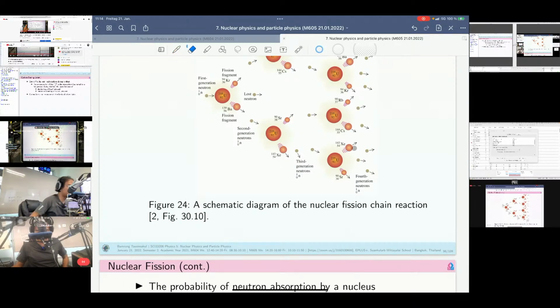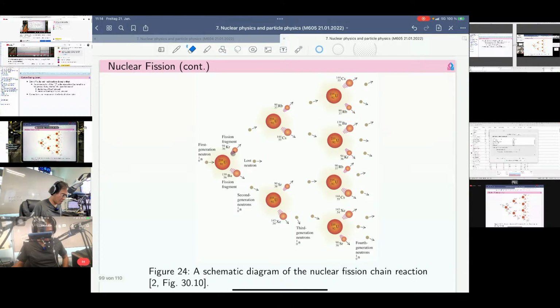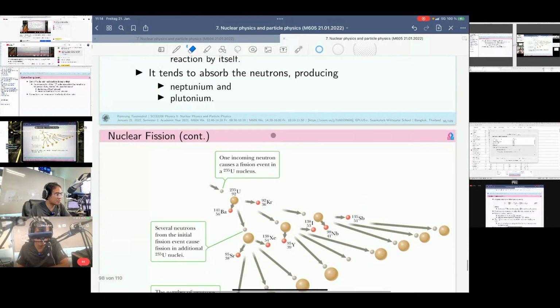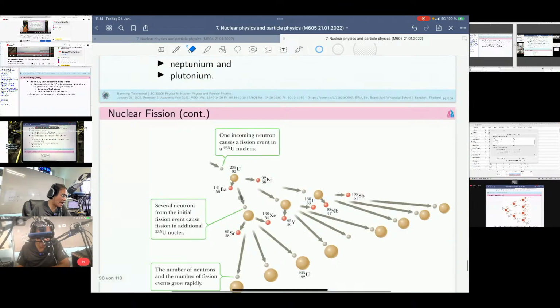Okay, there are many generations of neutrons. For example, we start from the first generation of the neutron. It moves with a speed, and it hits the uranium-235 again. It's separated into krypton, right? The first fission fragment, the second fission fragment, which is barium, krypton and barium, as you can see here. That's the typical pair of daughter nuclei. Krypton and barium.